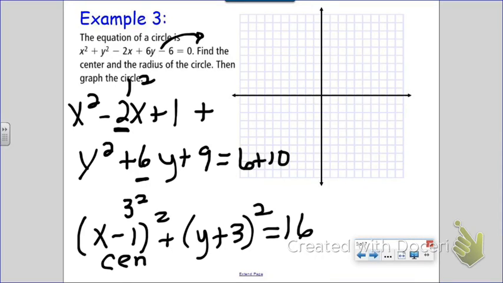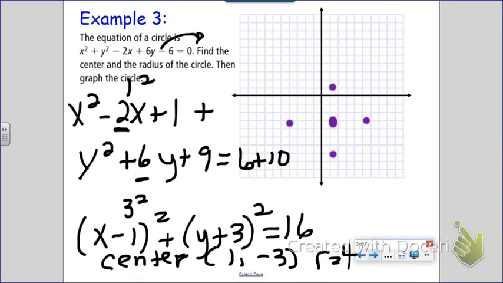So the center is at (1, -3), and the radius is 4. So if we draw it, (1, -3), with a radius of 4, and there's our circle.